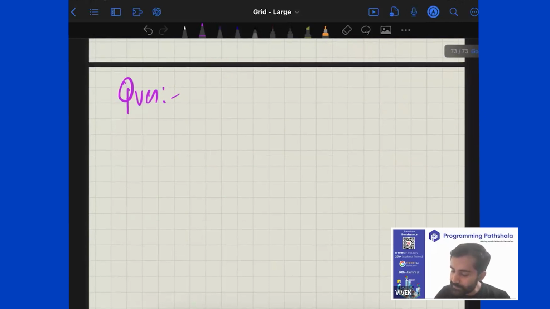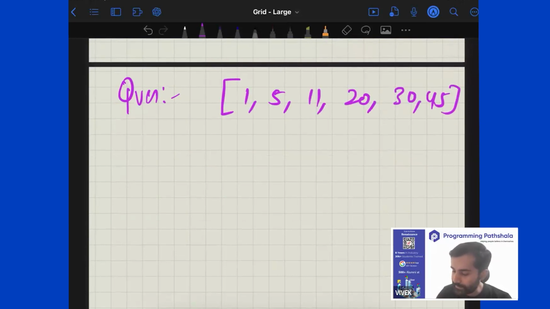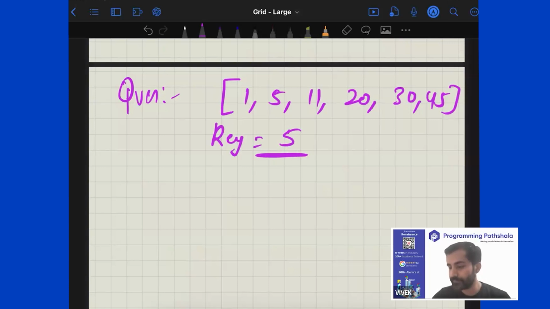I think all of us can solve a problem if we are given a sorted array and somebody asks us that, hey, there is a key. Just search this key. Can you use binary search to search this key, whether it's present in our array or not? All of us can do it. All of us can do it in log of n time by using the simple idea of binary search.